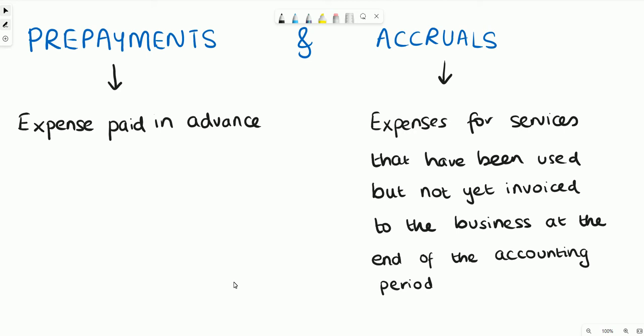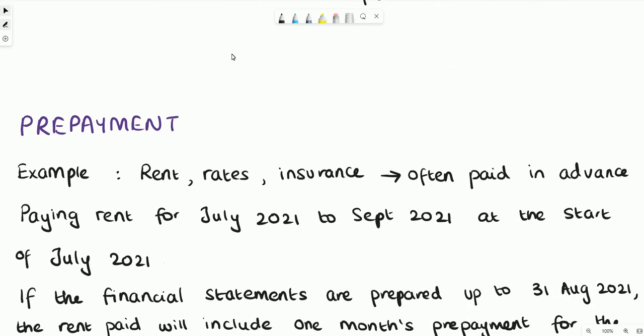So let's begin. As you can see on the screen, we've got prepayments and accruals, and the difference between them is a prepayment is an expense that's been paid in advance, so it doesn't relate to the current accounting period, but to the next accounting period. On the other hand, we've got accruals, so those are expenses for services that have been used, but not yet invoiced to the business at the end of the accounting period. Let's start with prepayments first.